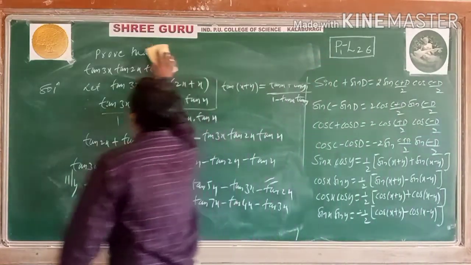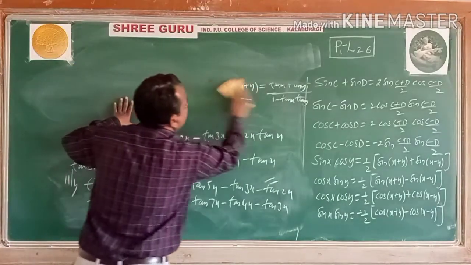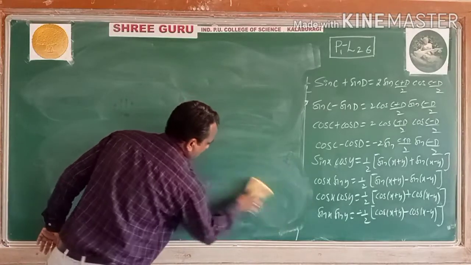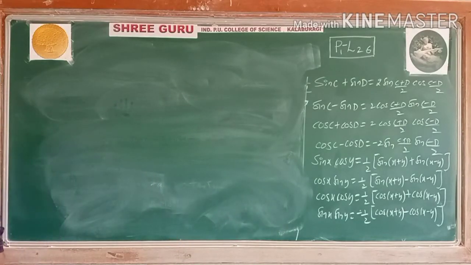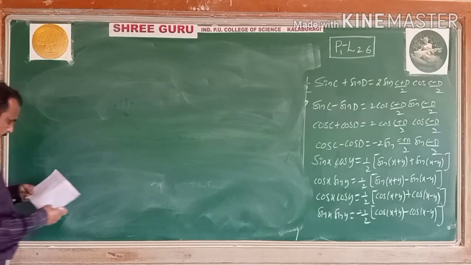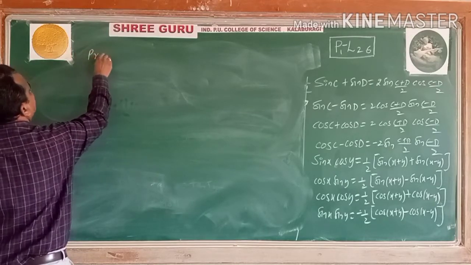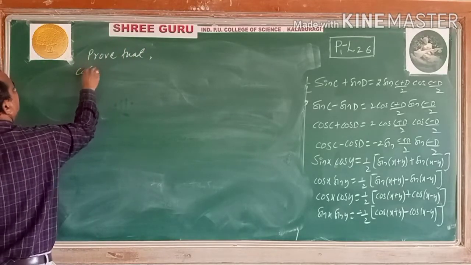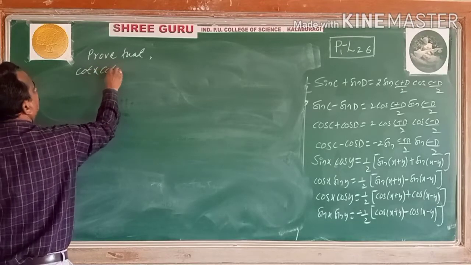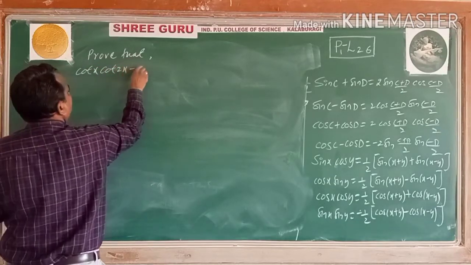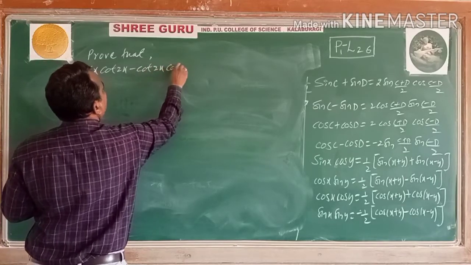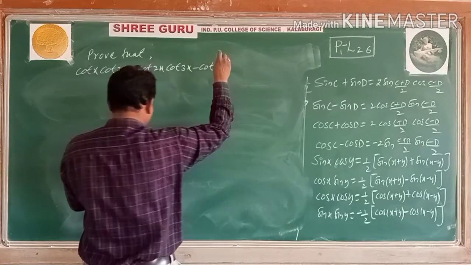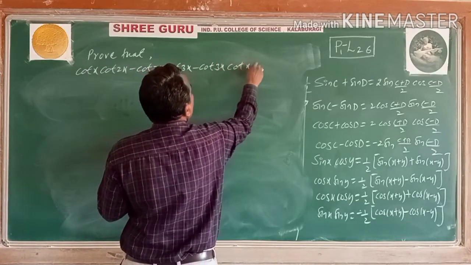Let us come to the next example. Same type. In terms of cot, similar type, you may prove it. Let us see in terms of cot. We'll go for the cot. Similar type. See in terms of cot what it becomes. Prove that cot x into cot 2x minus cot 2x into cot 3x minus cot 3x into cot x is equal to 1.